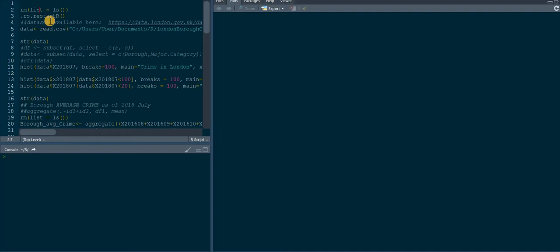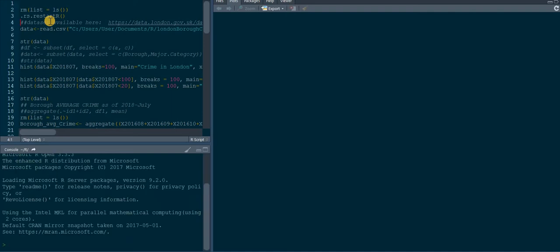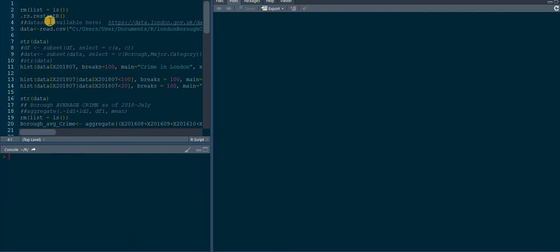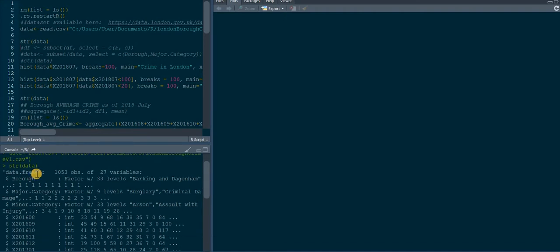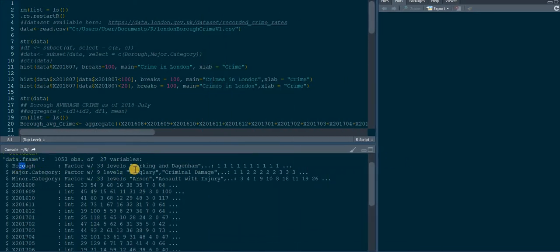So let's first clear the memory and restart RStudio. That's restarted. Control L will remove all the extra stuff. Let's call in the data and check the data structure. It looks okay. It's got about 1053 observations, which are rows, and about 23 variables, which are columns. It has some factors, which are boroughs such as Barking and Dagenham and so on.